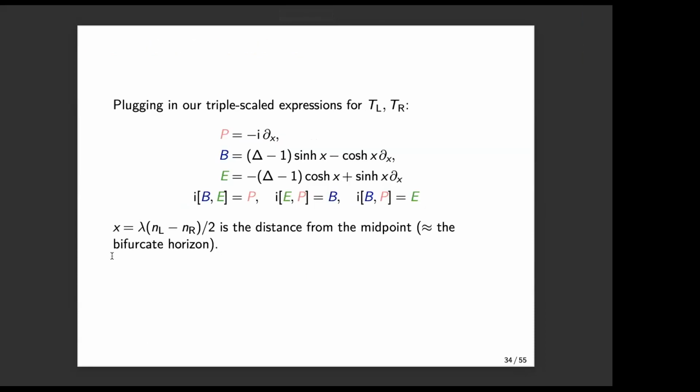Now, plugging in our triple scaled expressions for the left and right Hamiltonian, we can get some very concrete expressions for how they act, let's say, on a single particle. The only important thing that I want you to know is that they act very concretely in terms of this variable x, which is the distance from the midpoint of the bifurcate horizon. So x is just the location of the particle, and these elementary expressions act on wave functions of x, and you can check in about 2 minutes that this algebra is satisfied with the expression.